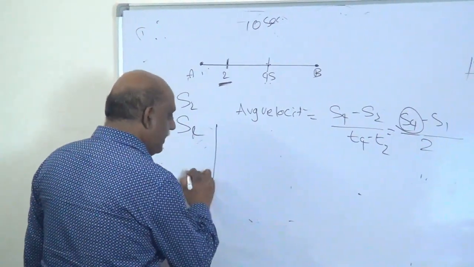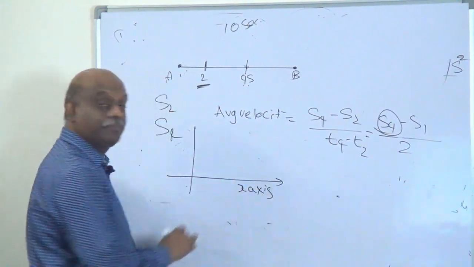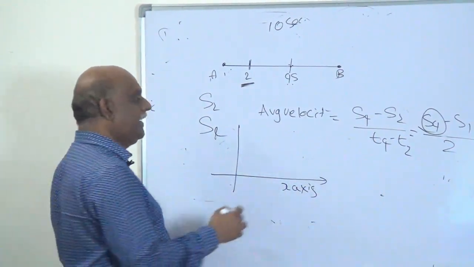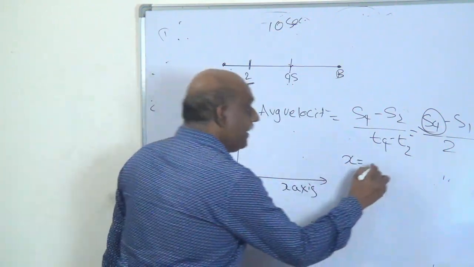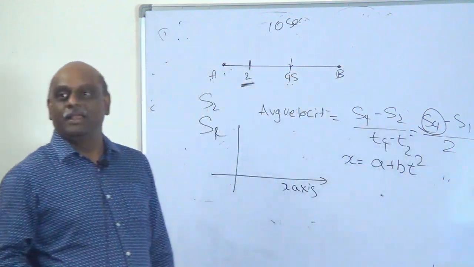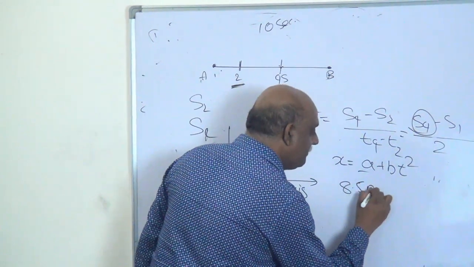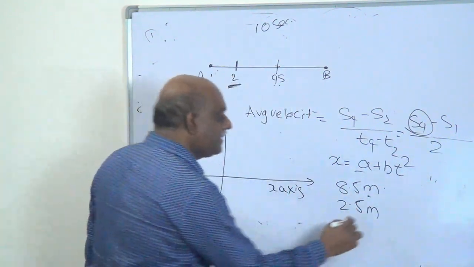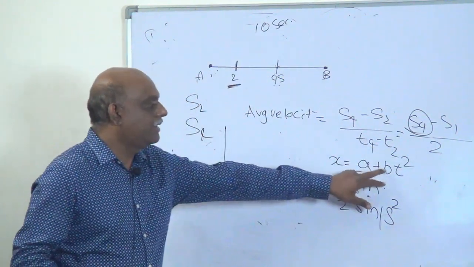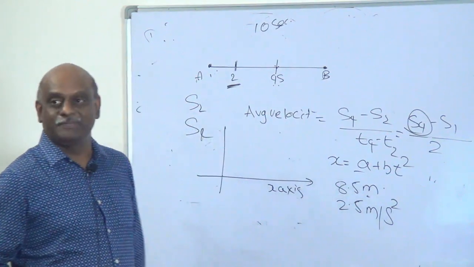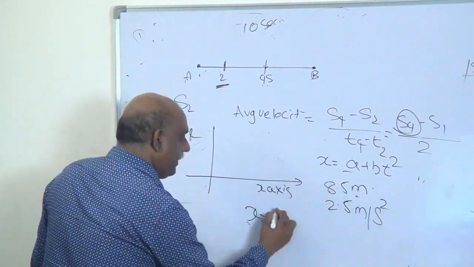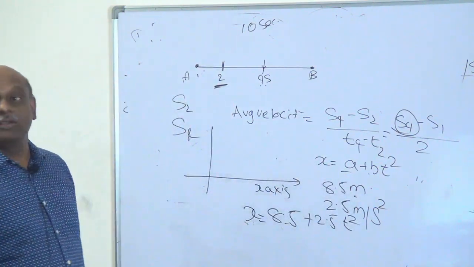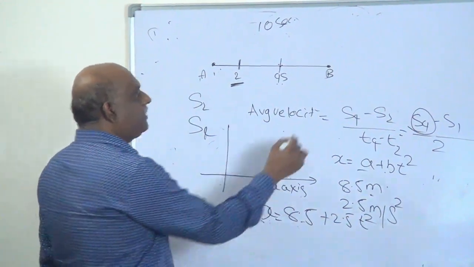Now, this is moving along the x-axis. And the distance traveled by it on the x-axis has been given by the equation which is already defined. What is that equation? x is equal to a plus bt square. And the examiner already gave you a. A is 8.5 meters. The examiner gave you b. B is equal to 2.5 meters per second square. So, just try to replace the values. So, x is equal to a, which is 8.5, plus b, which is 2.5, t square.